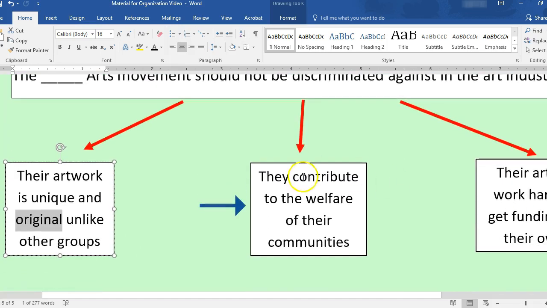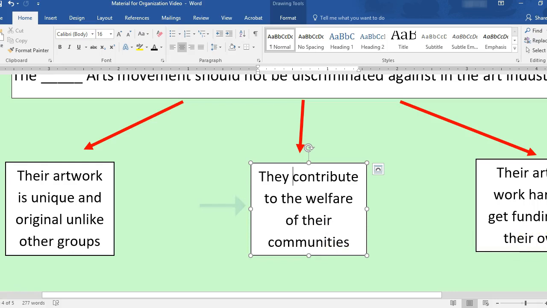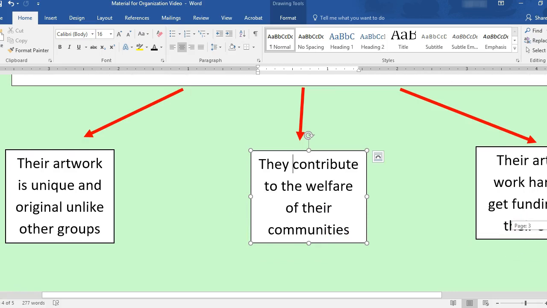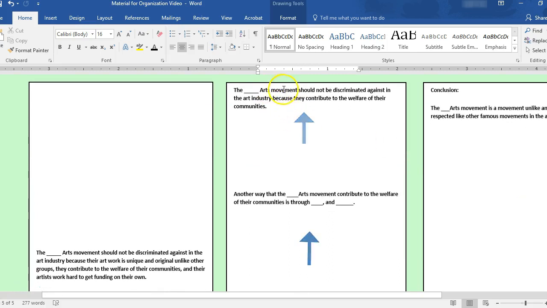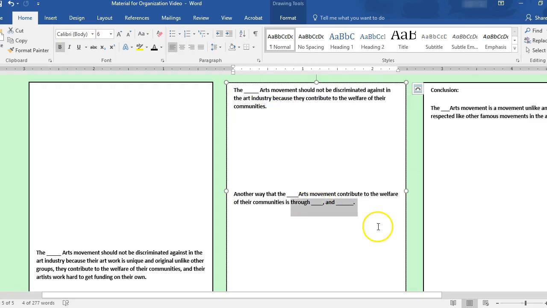For this point, they contribute to the welfare of their communities, we would have 2 paragraphs that would discuss that. This is how it would look. The arts movement should not be discriminated against in the art industry because they contribute to the welfare of the communities. Another way that the arts movement contribute to the welfare of the communities is through blank and blank. The blanks are any reasons that you could think about that they could contribute to their communities. That's not the same reason right here. It would be a different reason, and it would be laid out here.